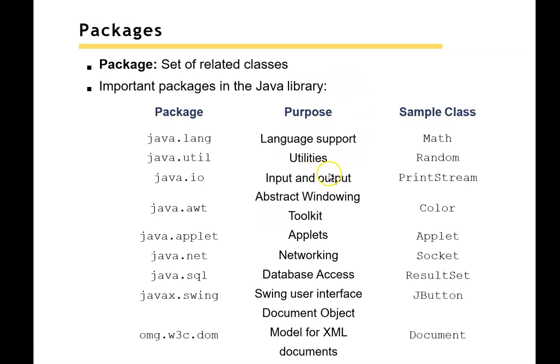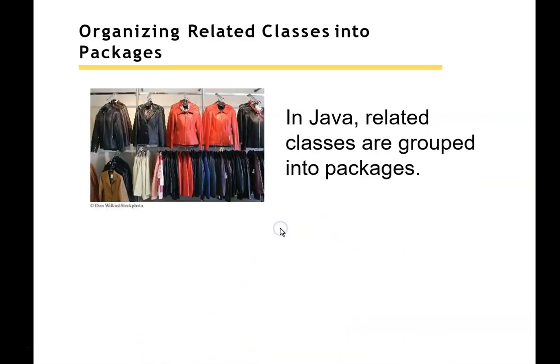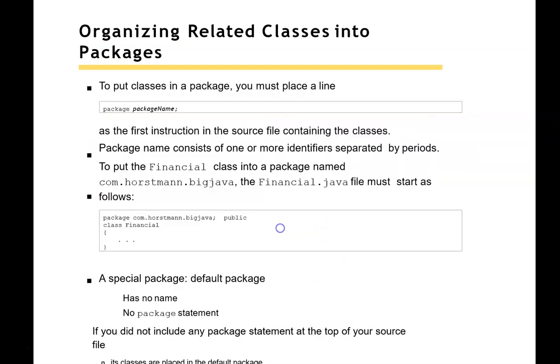A package is a set of related classes. Important packages in the Java library include java.lang, language support utilities, java.util, java.io, which has print stream, system in and out, java.net for networking, all sorts of fun stuff like that. org.w3c.dom is a package that's outside of Java's libraries, but they could be custom. We can build our own classes. Related classes are grouped into packages.